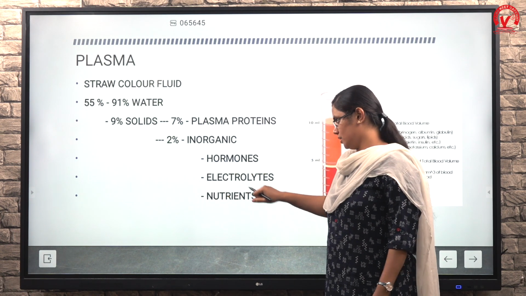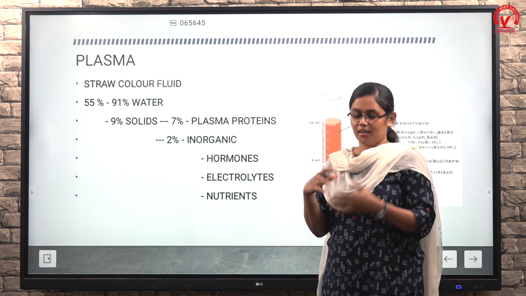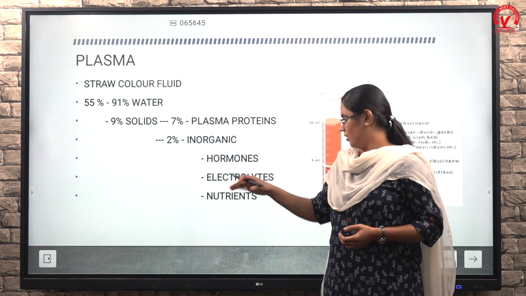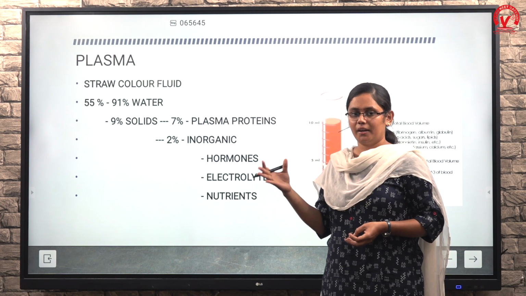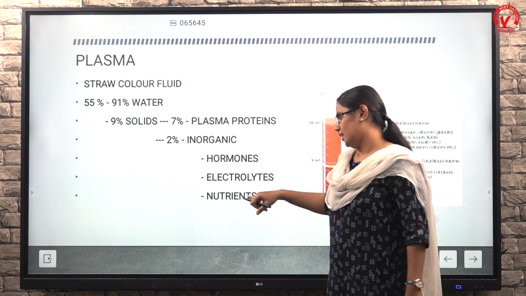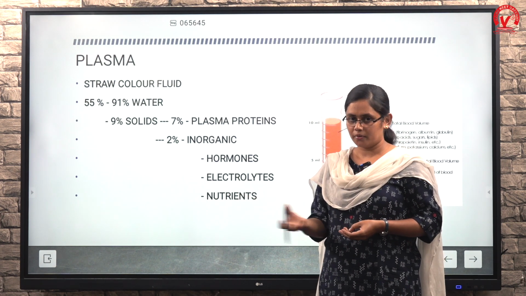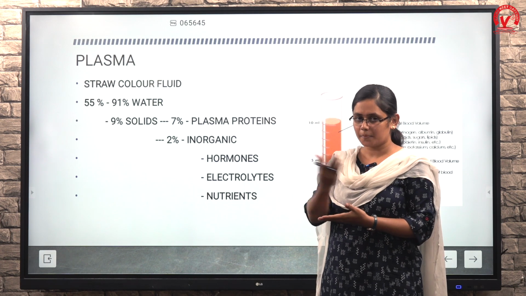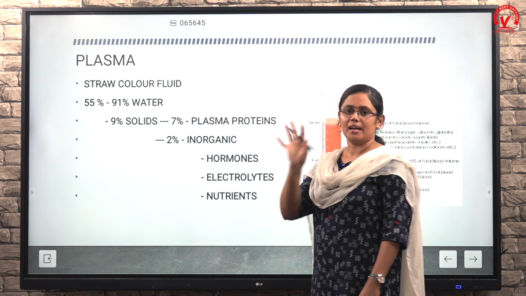electrolytes and nutrients. Hormones are secreted from the endocrine glands to reach various parts of the body. Electrolytes include sodium, potassium, bicarbonate and calcium. Nutrients, so the glucose, lipids and proteins absorbed from the intestine, are carried to various parts of the body by blood. Next we are coming to the plasma proteins.